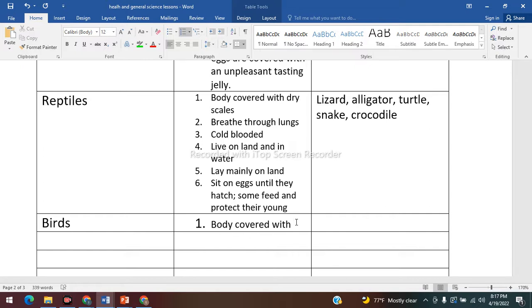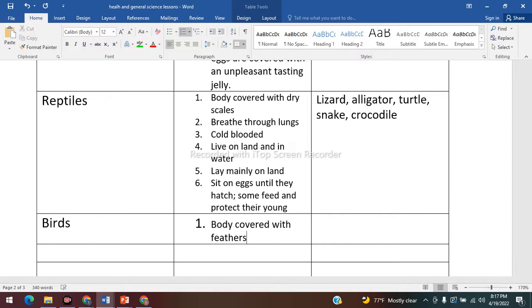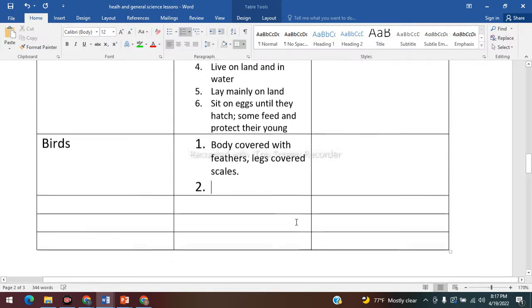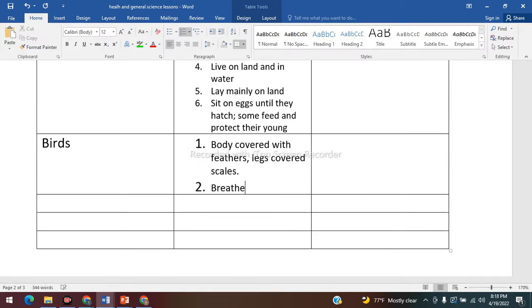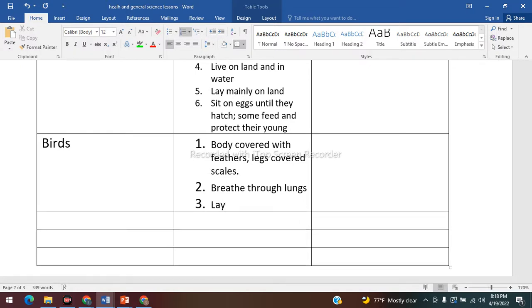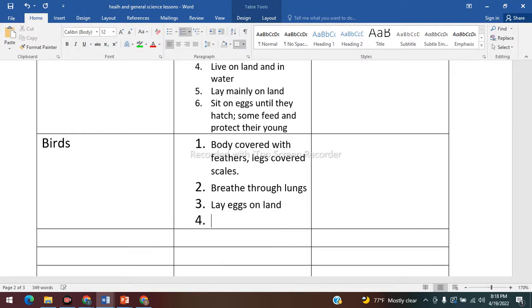All right, body's covered with what? Feathers. And their legs are covered with what? Scales. They breathe through their what? Lungs. Do they lay eggs or have live babies? Lay eggs. Very good, they lay eggs.